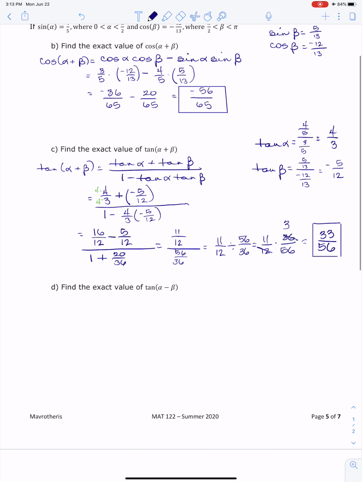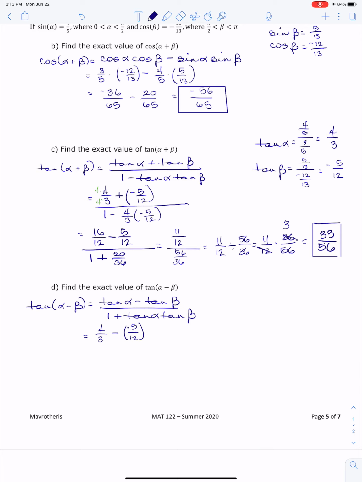Okay, last one, tangent of alpha minus beta. And so again, we're going to write the formula out, tangent of alpha minus the tangent of beta over 1 plus tangent of alpha tangent of beta, which is 4/3 minus negative 5/12, all over 1 plus 4/3 times negative 5/12.